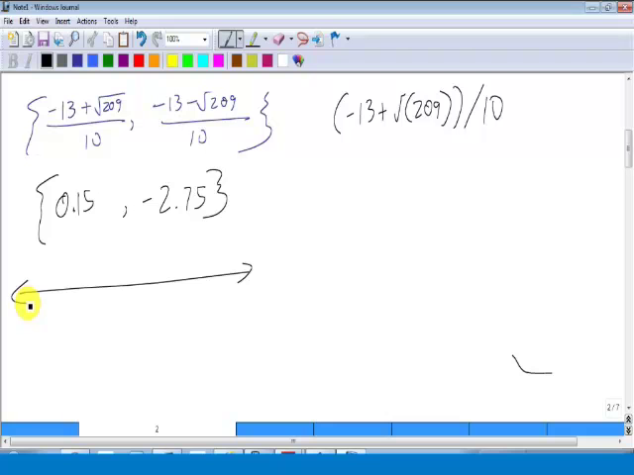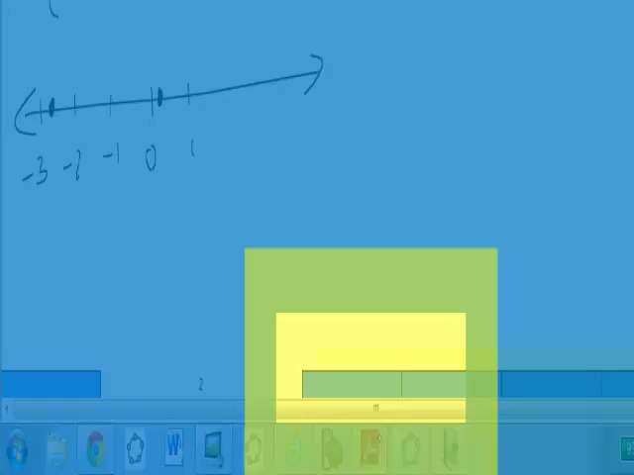And the point here is that these are real numbers, and if we had to, we could go to the real number line, 0 on there somewhere, and a 1, and a negative 1, negative 2, negative 3. 0.15 would be about right there, and negative 2.75 would be about right there. And point to them and say, there they are. They're on the real number line, so the real numbers, and there are two of them. So if the number underneath the radical sign is positive, there are going to be two real solutions to the quadratic equation.